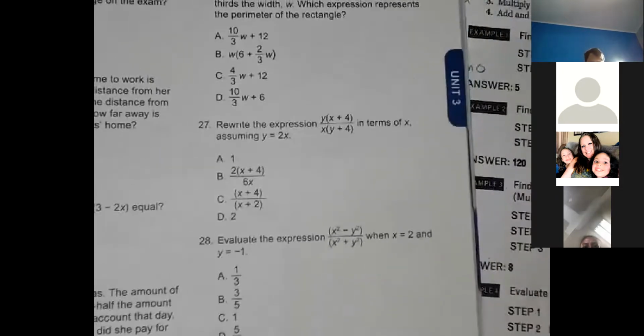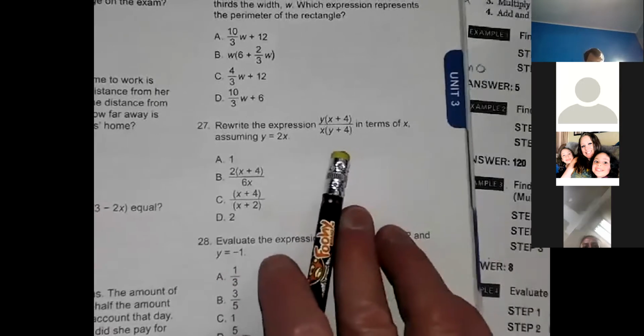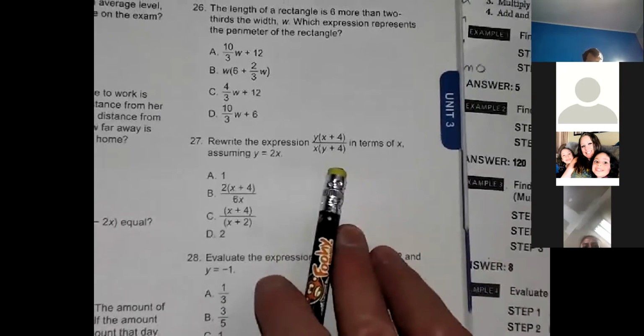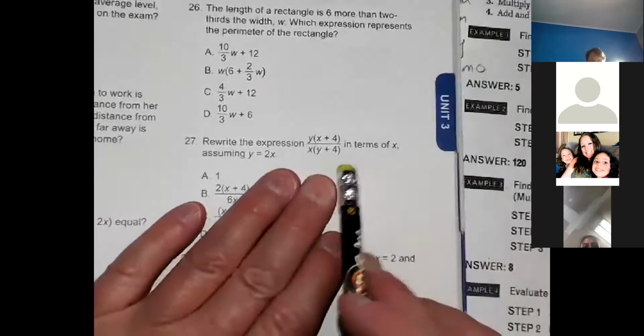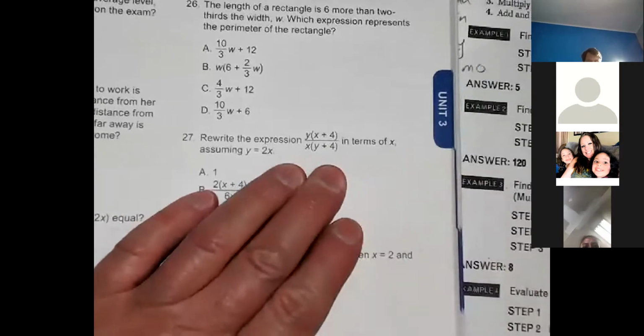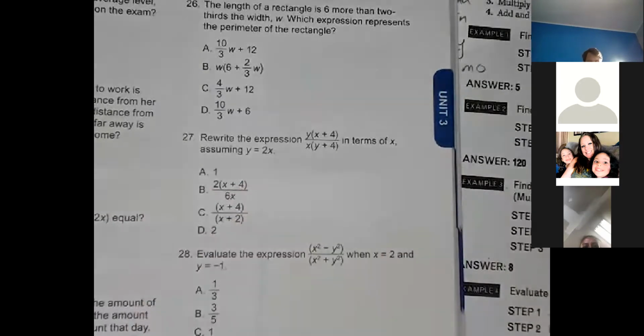Let's see what these are. Let's use this one. This one is very different from all the other problems on here. It says rewrite the expression in terms of x, assuming y equals 2x. Oh, what a big mess. Gosh.